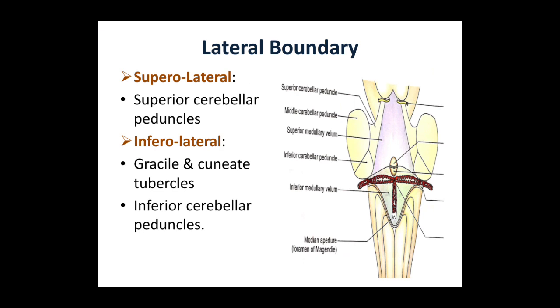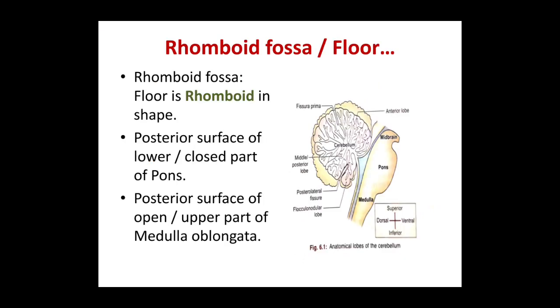Lateral boundary: it is bounded superolaterally by the superior cerebellar peduncle, and inferolaterally by the inferior cerebellar peduncles, along with the gracile and cuneate tubercles. The floor is called the rhomboid fossa because the floor is rhomboid in shape. It is related to the posterior surface of the lower closed part of the pons, and the posterior surface of the upper part of the medulla oblongata.